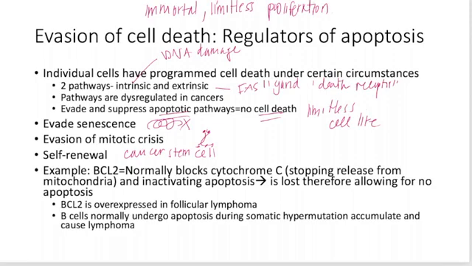An example of the regulator of apoptosis is BCL2. This is involved in normally blocking cytochrome C, and that stops the release from the mitochondria. And remember, if cytochrome C is activated, it activates apoptosis, which is lost and therefore allows for no apoptosis. So BCL2 is overexpressed in follicular lymphoma because we don't have any cell death.